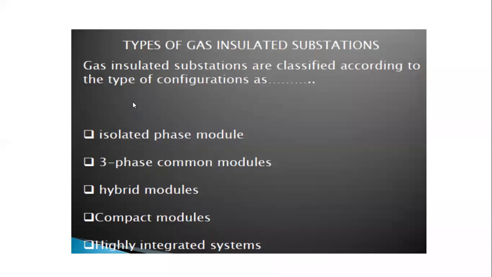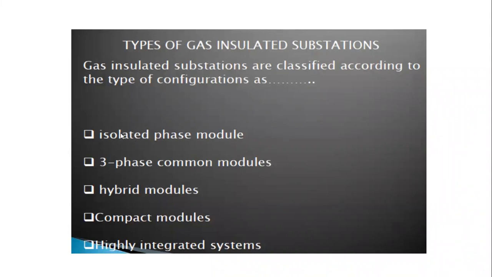Gas insulated substations are classified according to the type of configuration. The GIS are classified into these types. The first one is the isolated phase module. Next is the three phase common modules. Next is hybrid modules, then compact modules, and then highly integrated systems. These are the various types of gas insulated substation, or the GIS.